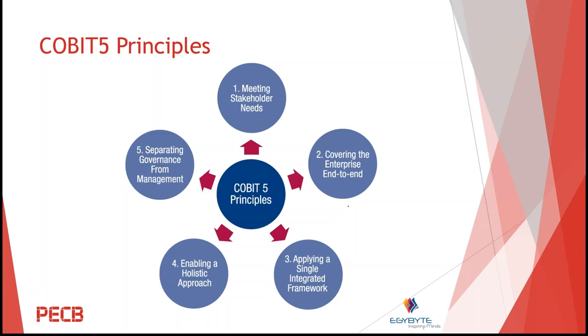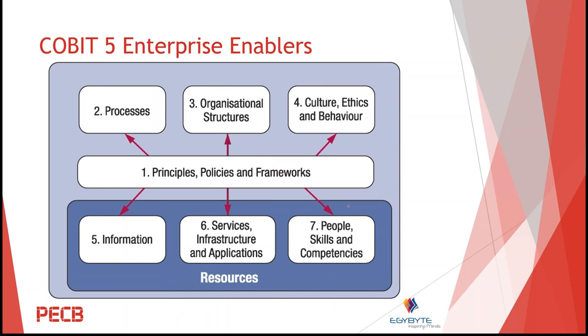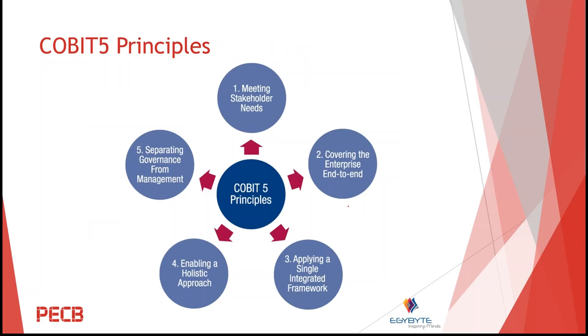For principle number four, it's enabling a holistic approach. Enabling a holistic approach is about having seven enablers. We will have it in our next slide. The fifth and last principle is separating management from governance, or governance from management, because we can't have them both combined and achieve our goals. We should have some people for decision making, deciding what should be done, and we should have another team of people who can implement these decisions and recommendations in a specific way.